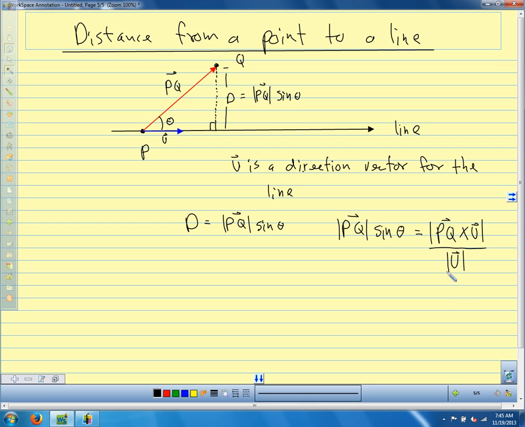If I take the magnitude of PQ, times the magnitude of U, times the sine of theta, that's the magnitude of the cross product. Divide that by the magnitude of U, and I get PQ sine theta. So the distance between a point and a line is the magnitude of PQ cross U divided by the magnitude of U.